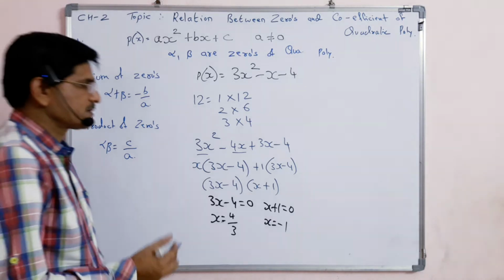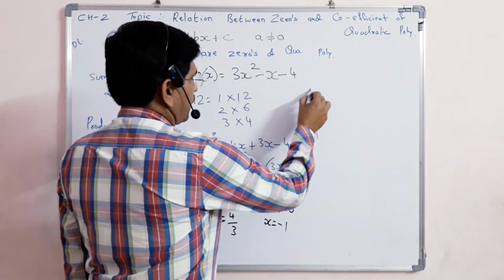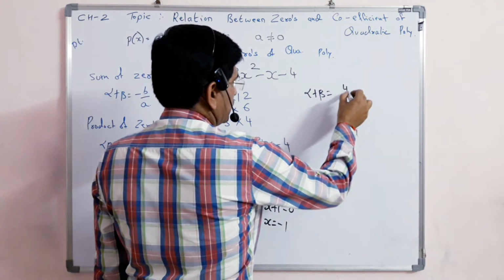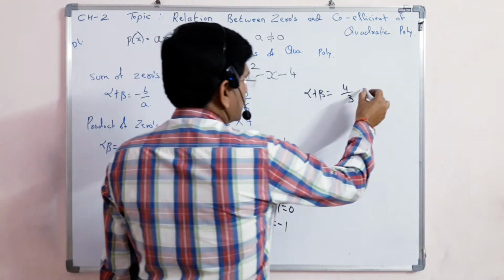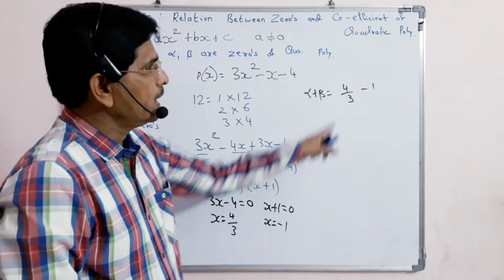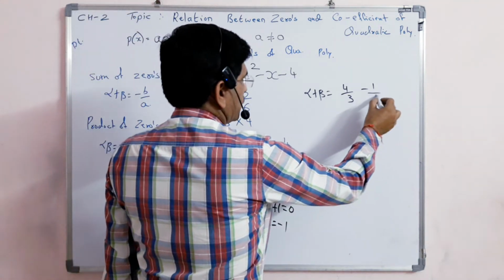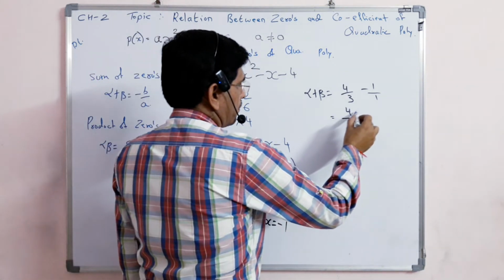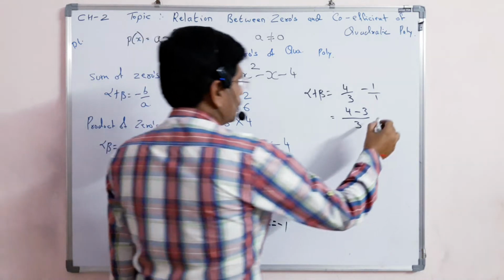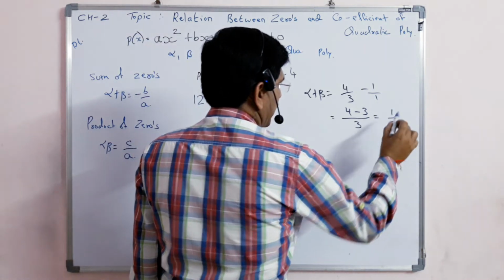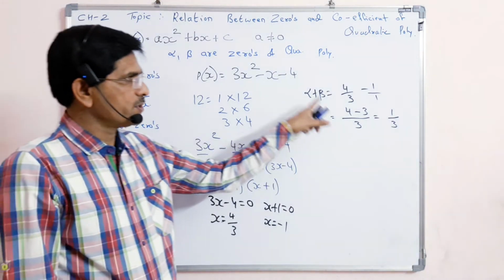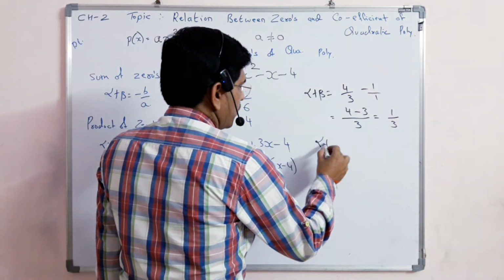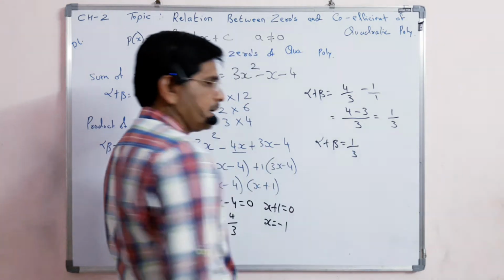Now if we find the sum of zeros, alpha plus beta is equal to 4 by 3 minus 1. We have to take the LCM to simplify. So over LCM 3, 4 minus 3 is equal to 1 by 3. It means the sum of zeros is 1 by 3. Alpha plus beta is equal to 1 by 3.